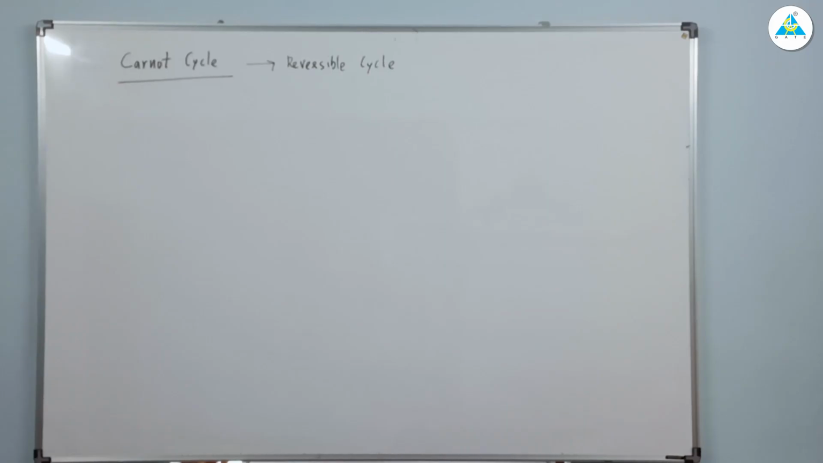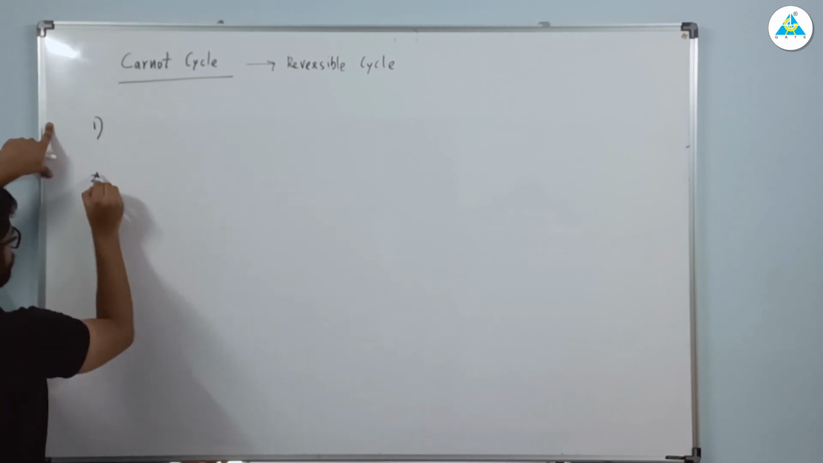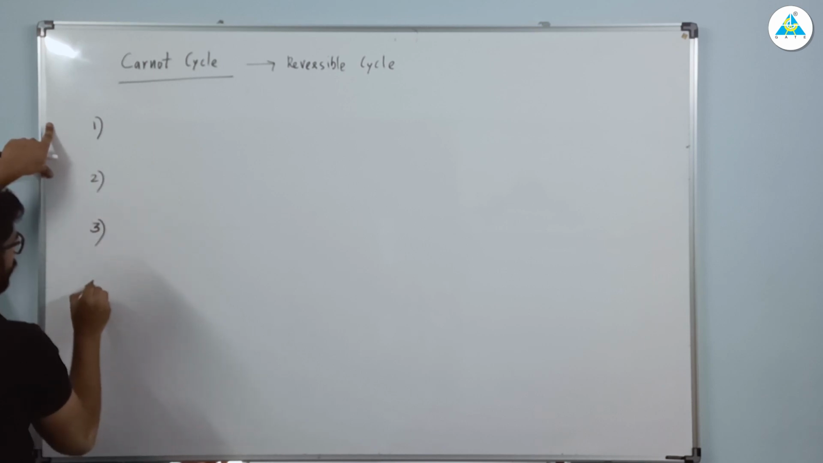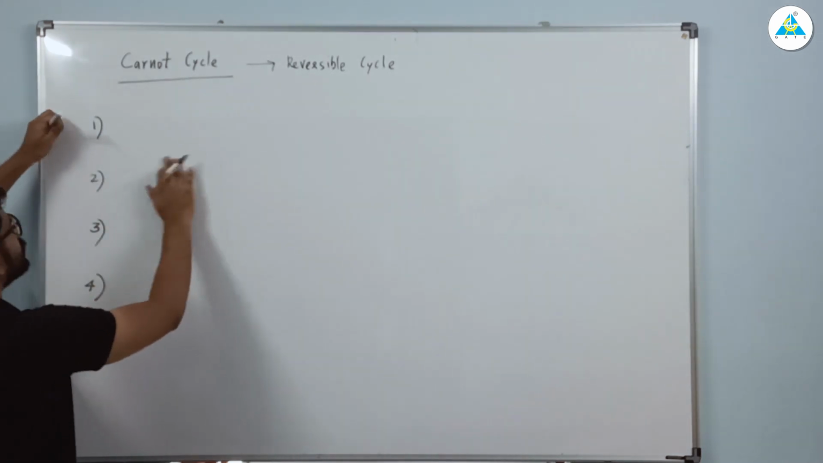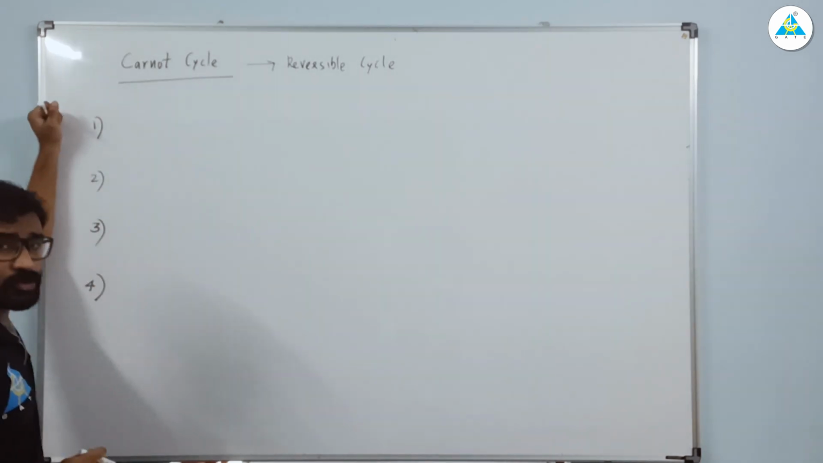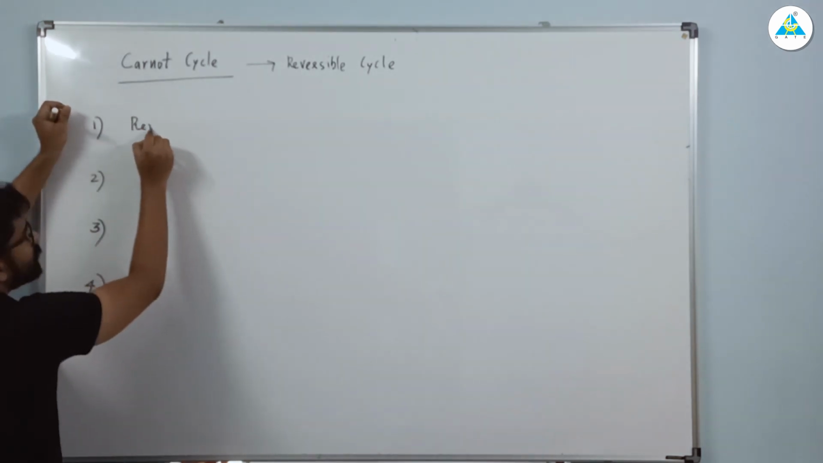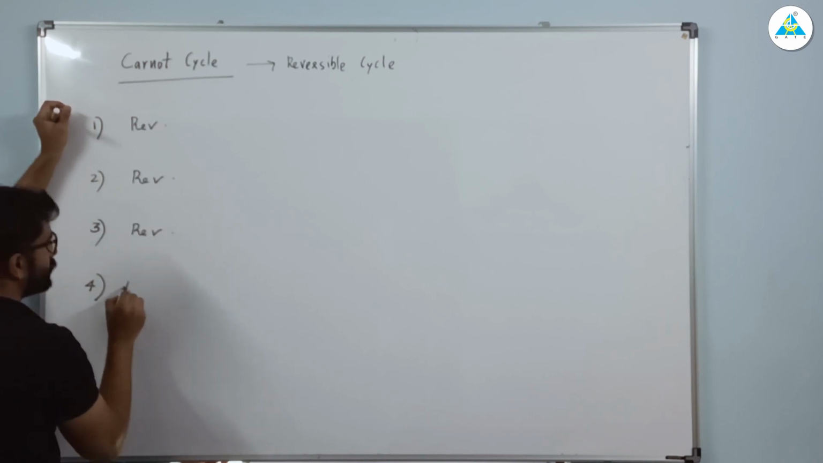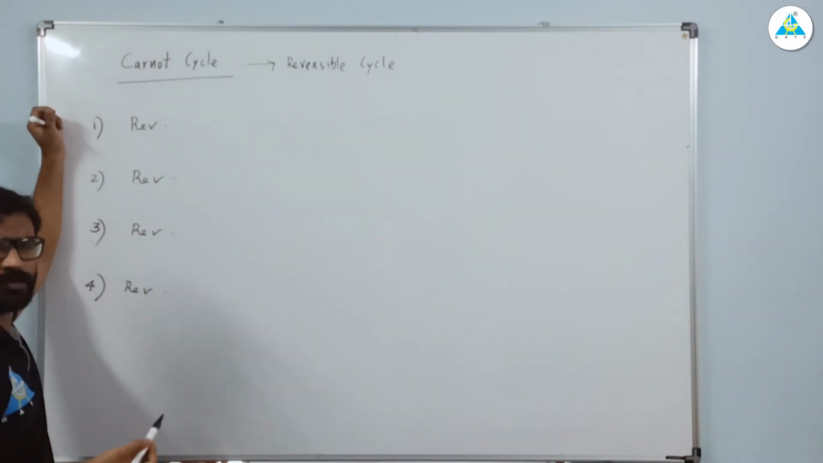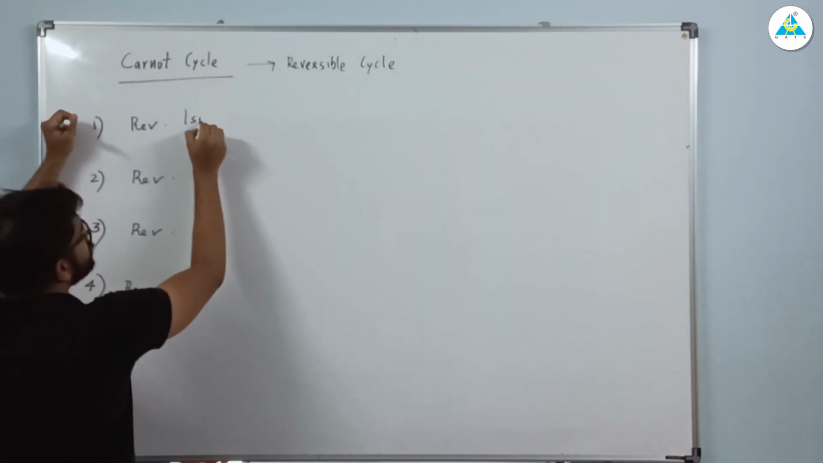Now we have 4 processes in a Carnot cycle. Those 4 processes you need to remember. So the first process is 1, 2, 3, 4. You have 4 processes. Obviously all the processes should be reversible, because it is a reversible cycle. So this is reversible, the second process should also be reversible, the third is also reversible, the fourth is also reversible. Every process should be reversible.